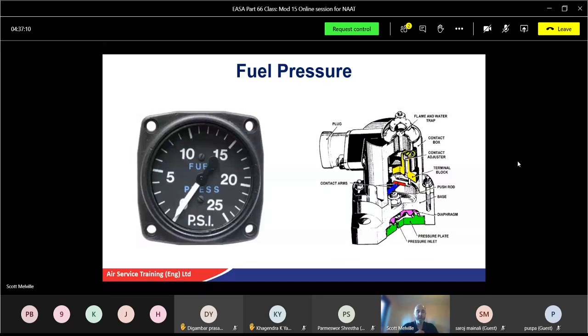Fuel pressure, another one we need to know. Okay, fuel pressure, right off much the same as oil pressure. Again, the transmitter can take the same form as an oil pressure transmitter, and the gauge will look very similar, but again, also being fuel, calibrated at lower pressure readings.